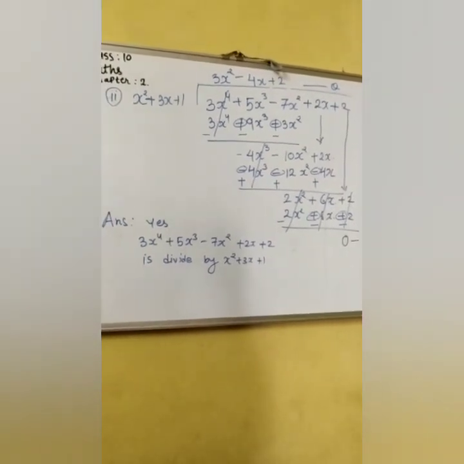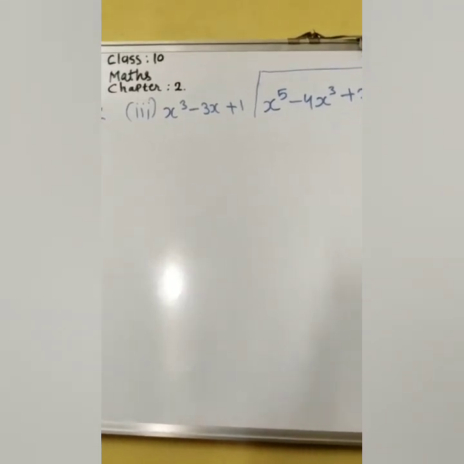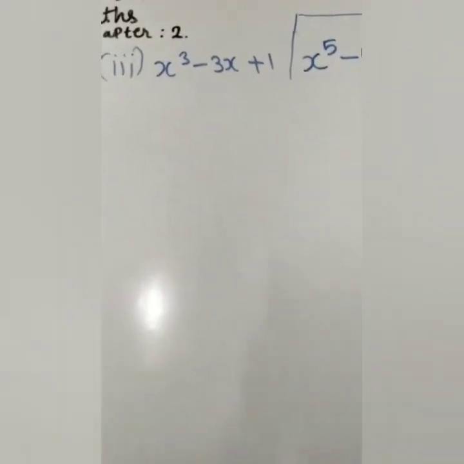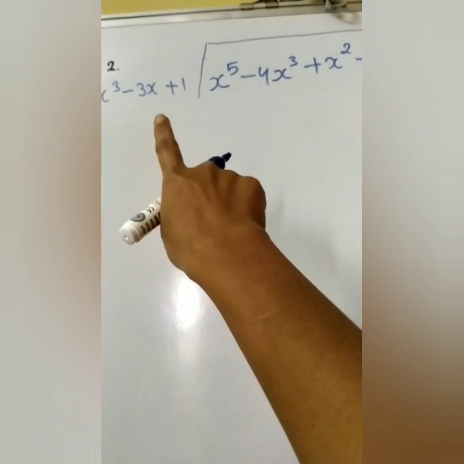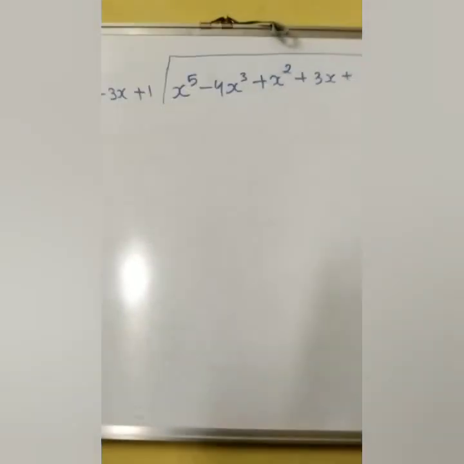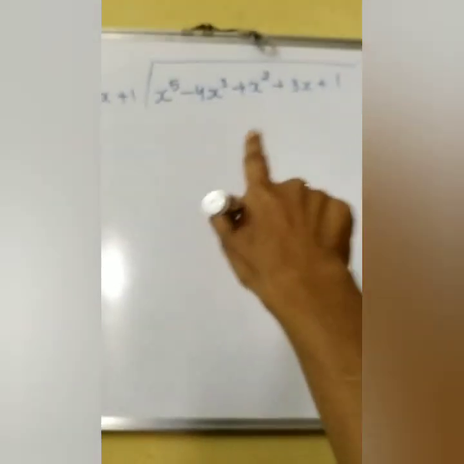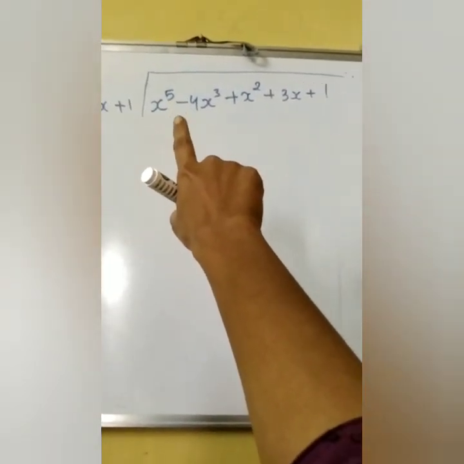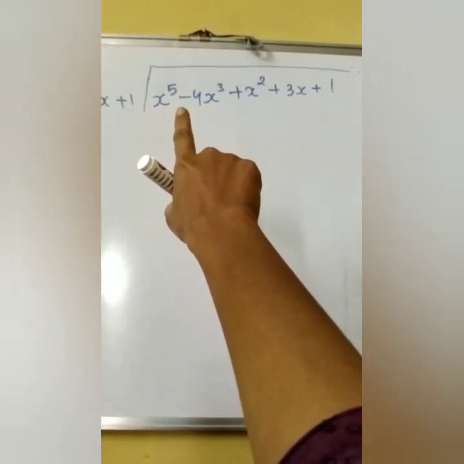So here for exercise 2.3, sub question 2, it has a third question. Again we have to check whether p of x is divisible by g of x or not. The first thing we are doing is checking whether it is in standard form or not. So here we can check that it is x raised to 5. One term is missing, the term with degree 4 is missing.